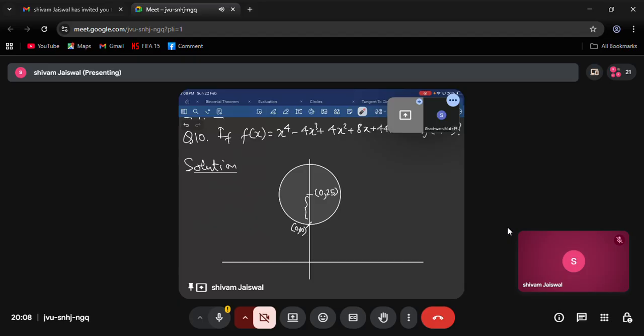Now see everyone. We need to find a complex number lying on this circle having least positive argument. This argument should be smallest. If I take this complex number, this will be the argument. Next, if I take this complex number, this will be the argument. If I take it in the second quadrant, the argument increases. I have to take it in the first quadrant only.